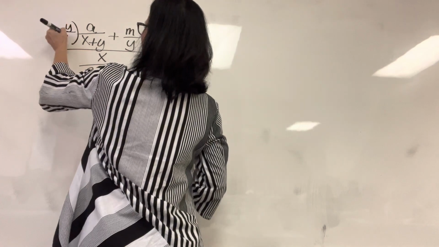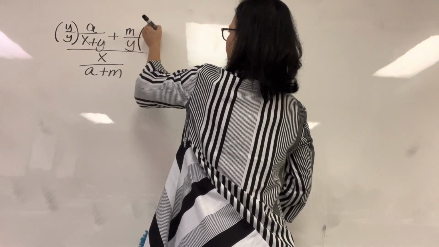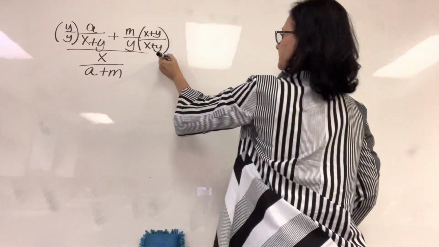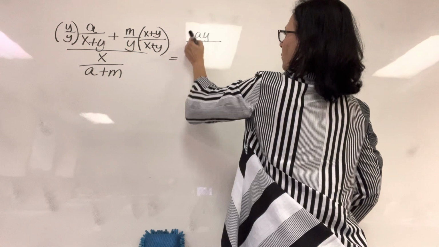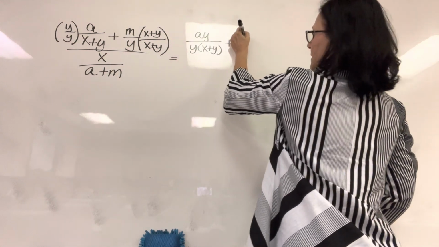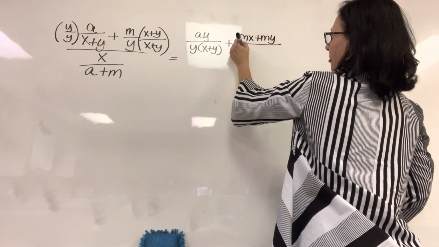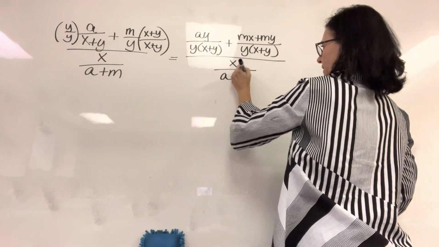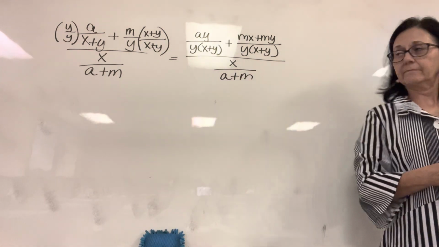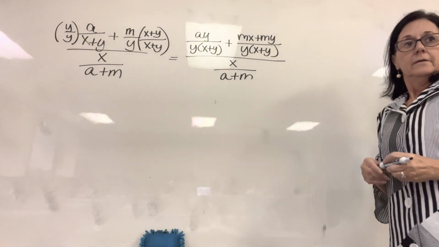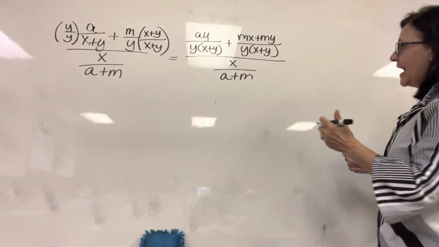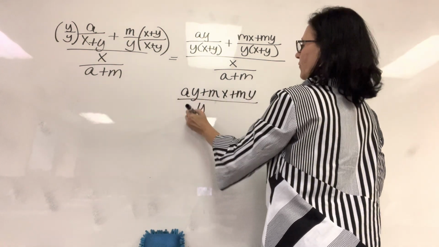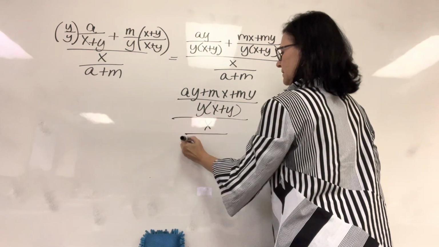So I'm going to multiply this first term by y over y and the second term by x plus y over x plus y, so that my common denominator will be y times x plus y. So I end up with ay over y times x plus y plus mx plus my over y times x plus y, all over x times a plus m. Now what do I do, Jake? What's the next step? We have to put the numerator onto one fraction. Yes. All right, so we have ay plus mx plus my over y times x plus y over x over a plus m.